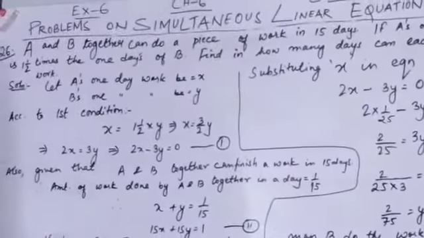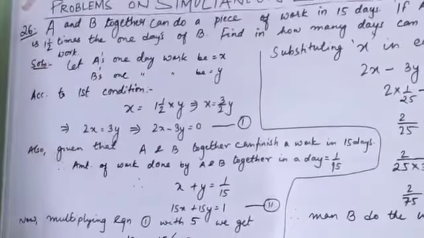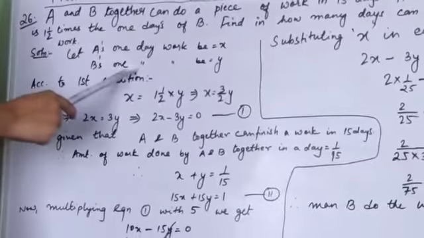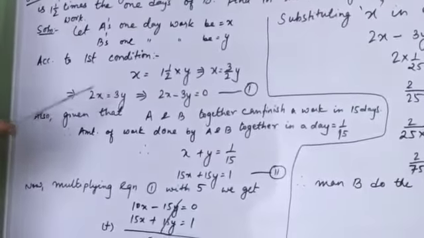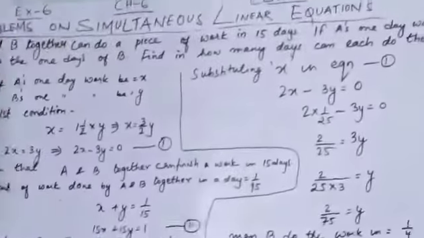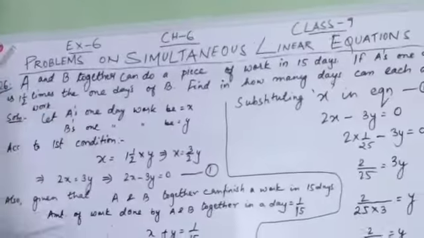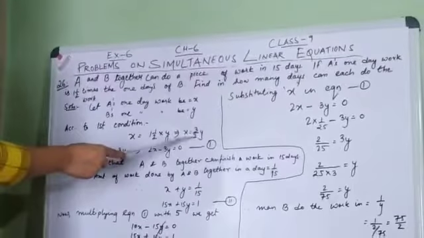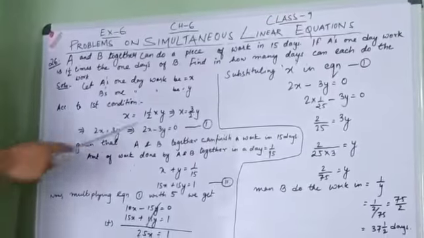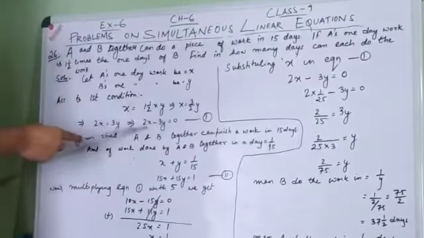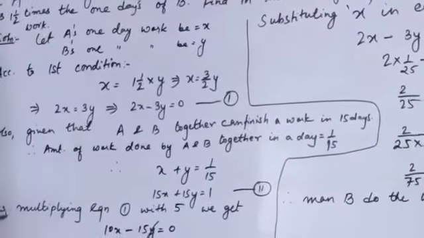Now to explain this, you must understand that let us assume that A's 1 day work is equal to X and B's 1 day work is Y. Now according to the question, A's 1 day work is 1 by 2 times the work done by B. That means X is equal to 3 by 2 times of what Y is working. Now if I put this in a form, you get 2x minus 3y as the first equation.